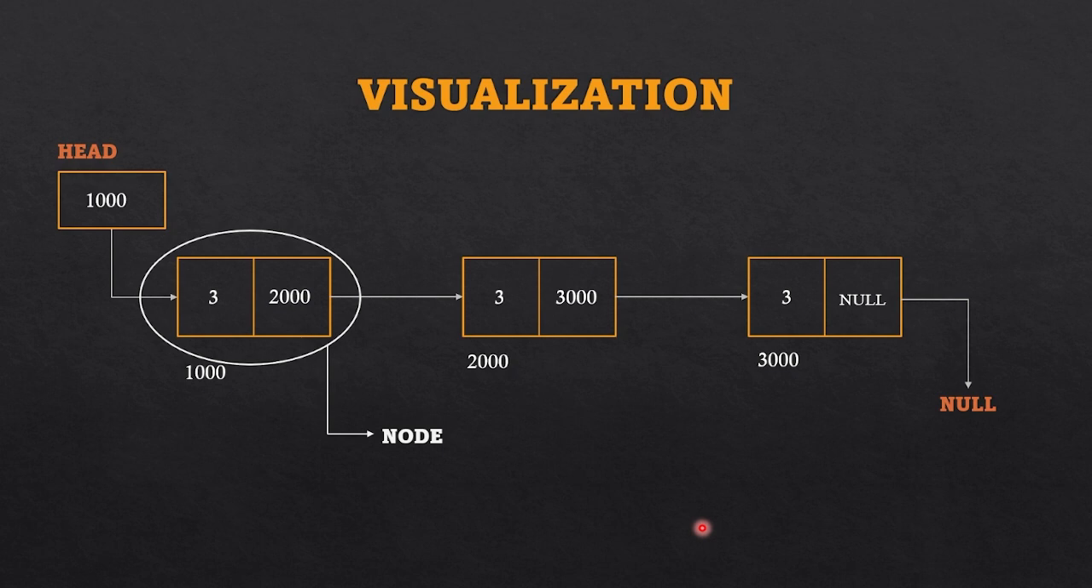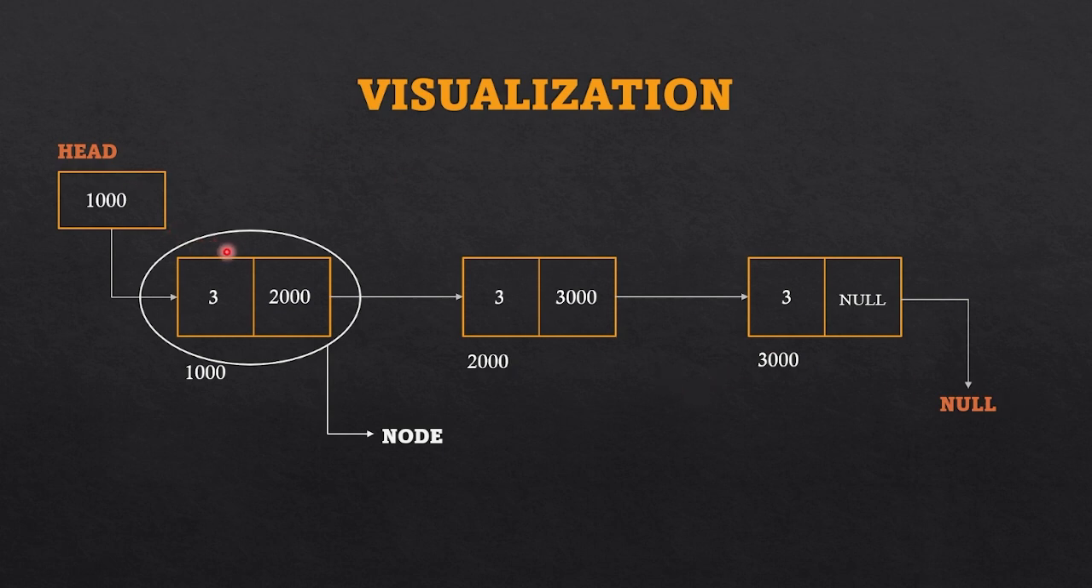Now what does the next pointer do? The next pointer stores the address of the next node, right? So like you can see, the 2000 is storing the address of the next node. The 1000 is the address of the first node. You can see a head pointer over here that stores the address of the first node. And this is the last node as it points to null. That's how the computer knows it's the last node, right?